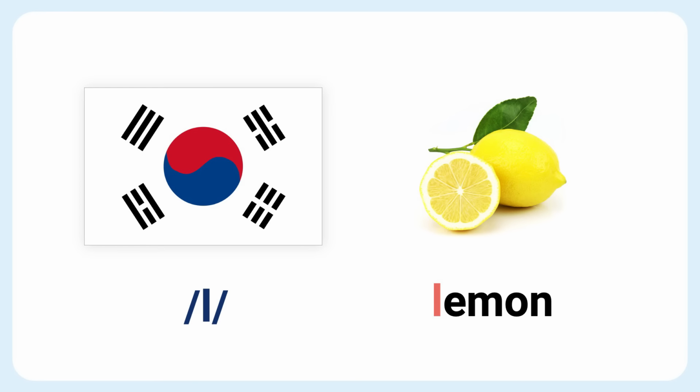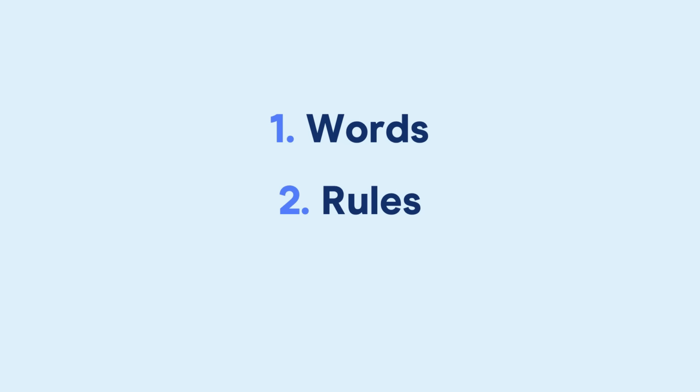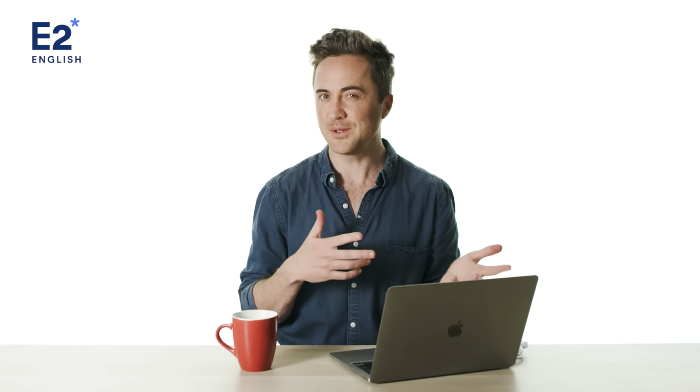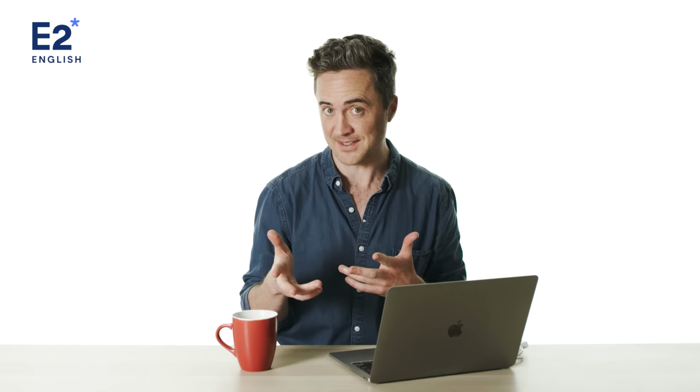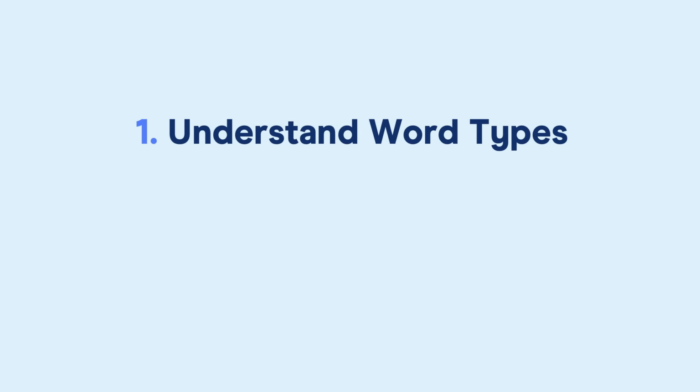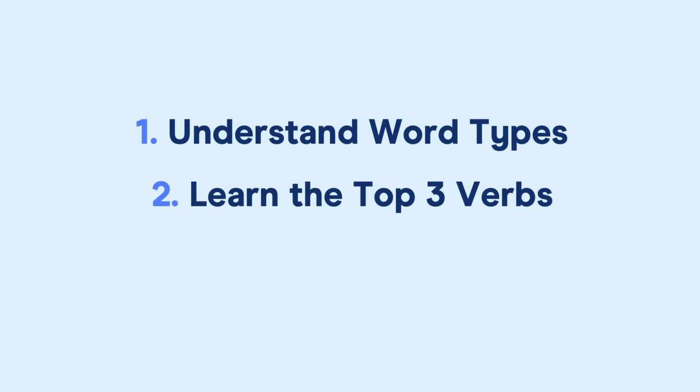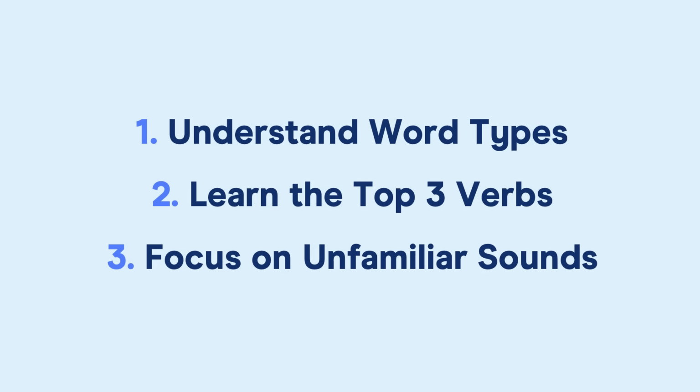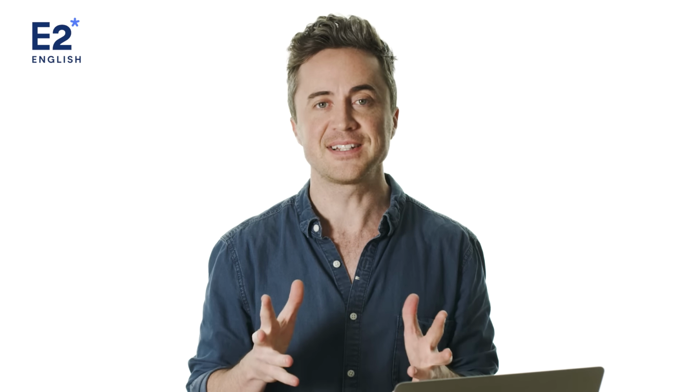L. So, what are the three parts of English, the three ingredients? Do you remember what they were? Words, rules, and sounds. And how can you learn English faster? Understand word types, learn the top 3 verbs, and focus on unfamiliar sounds. That's it. That's a faster way to learn English.